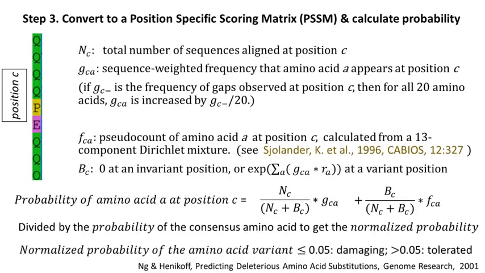If the normalized probability of an amino acid A is less than or equal to the cutoff 0.05, it means that amino acid A is rarely seen at position C in nature. Thus, if we see that the wild-type amino acid is changed to amino acid variant A at this position in the protein, this variant A is considered damaging. Otherwise, it is considered tolerated.